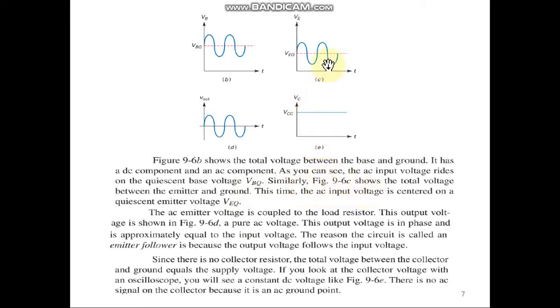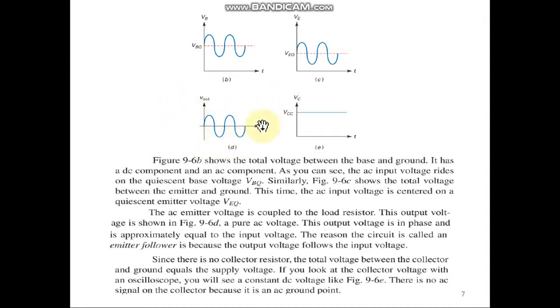Similarly, figure C shows the total voltage between emitter and ground. Here also we will have a DC emitter voltage and an AC emitter voltage. This time the AC voltage is centered on the quiescent emitter voltage VE. So this AC voltage is centered on the DC emitter voltage VE. The AC emitter voltage is coupled to the load resistor. This output voltage is shown in figure D.